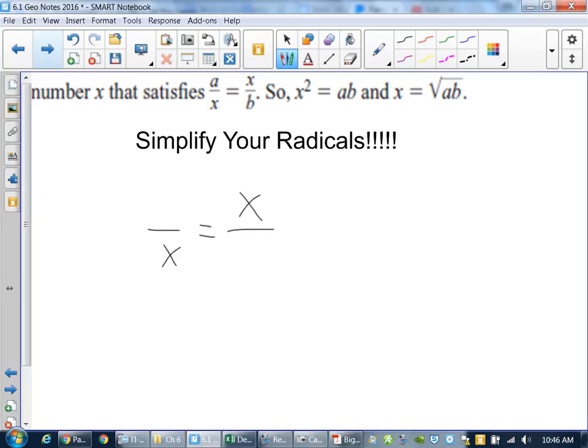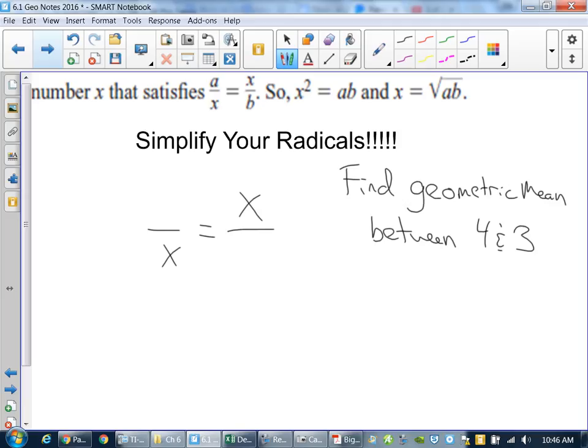X squared. So this is why we deal with square roots. For example, if I say I want to find the geometric mean between 4 and 3, that's kind of how it'll be worded. Find the geometric mean between two separate numbers.